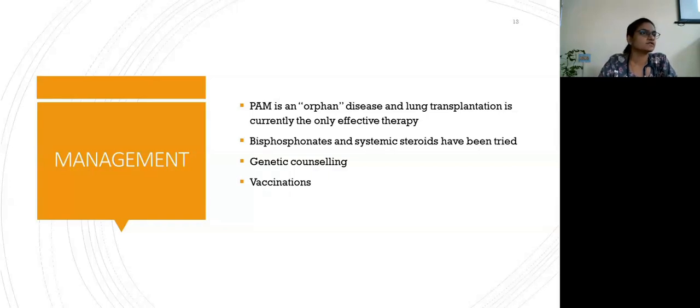We have to offer genetic counseling and vaccination just as we treat any chronic lung conditions. And the only effective therapy that has been shown benefit is lung transplantation. Post lung transplantation, there has been no evidence of recurrence of the disease, which says that it's a localized lung transporter pathology. Bisphosphonates and systemic steroids have been tried, but they did not show any therapeutic benefit.